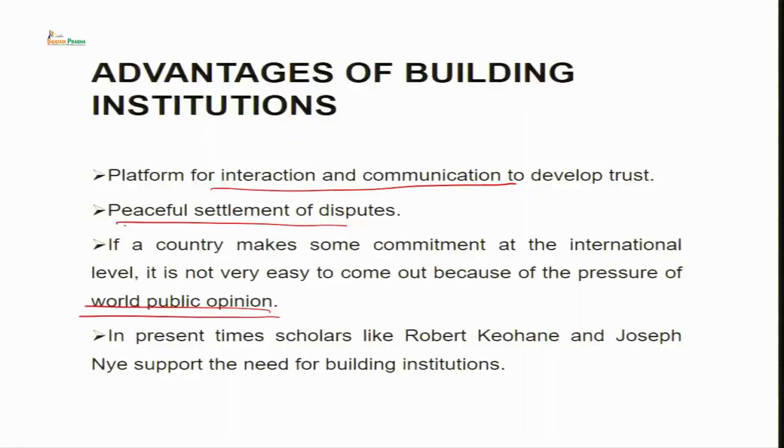Institutionalism believes that if any country makes a commitment at the international level, it is not easy to break that commitment. It is not easy to come out of that commitment. Why? Because there is the pressure of world public opinion. What will the world think about that particular nation? That it is a promise breaker? Don't believe in that country. So, in present times, scholars like Robert Keohane and Joseph Nye also support the fact that there is a need to bring institutions, because these institutions will lead to moral pressure.